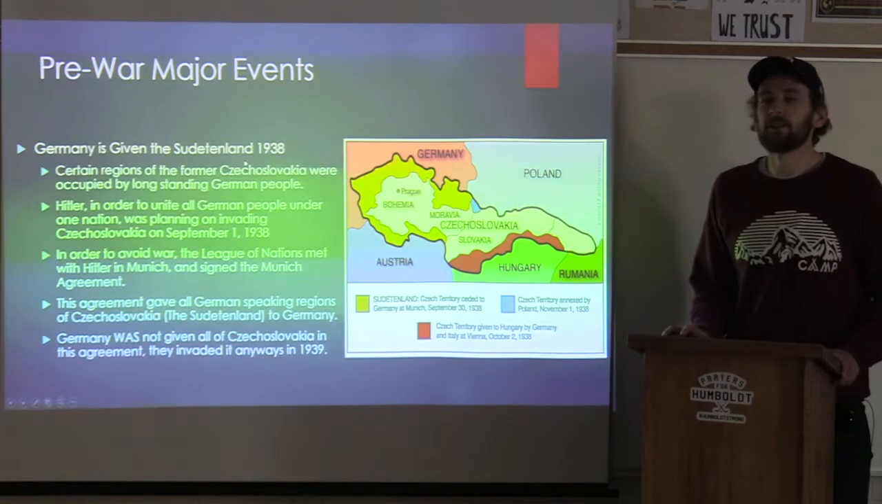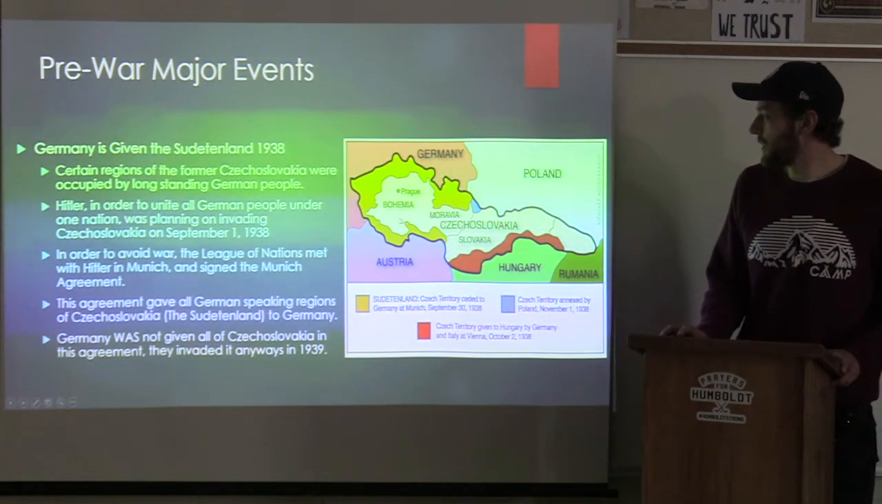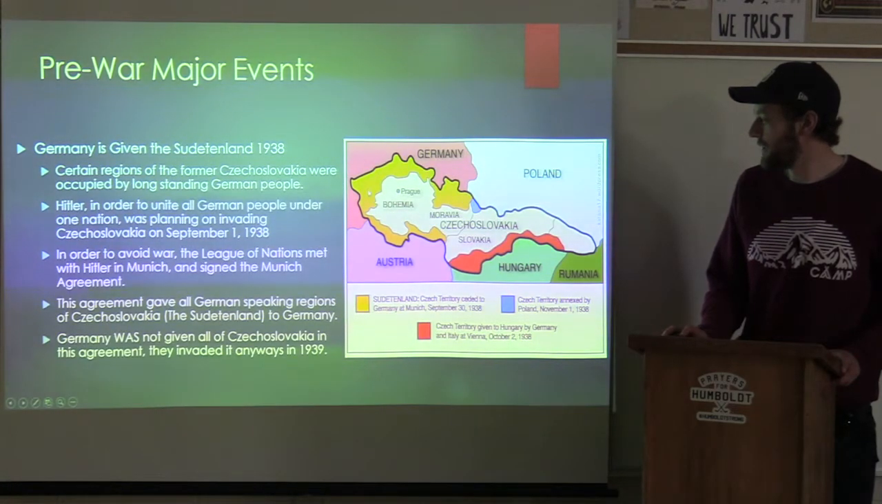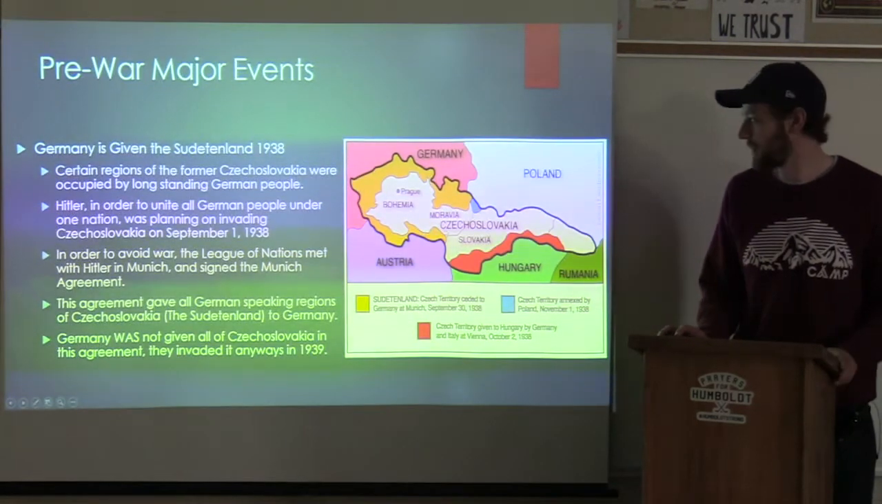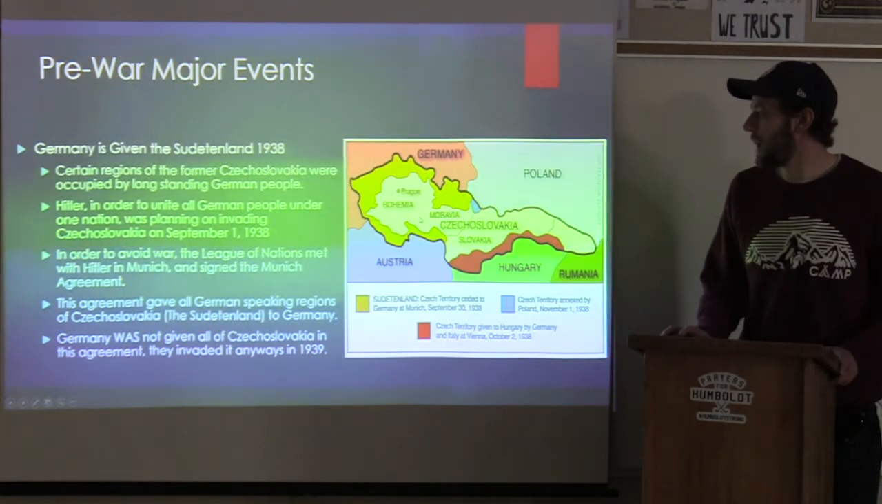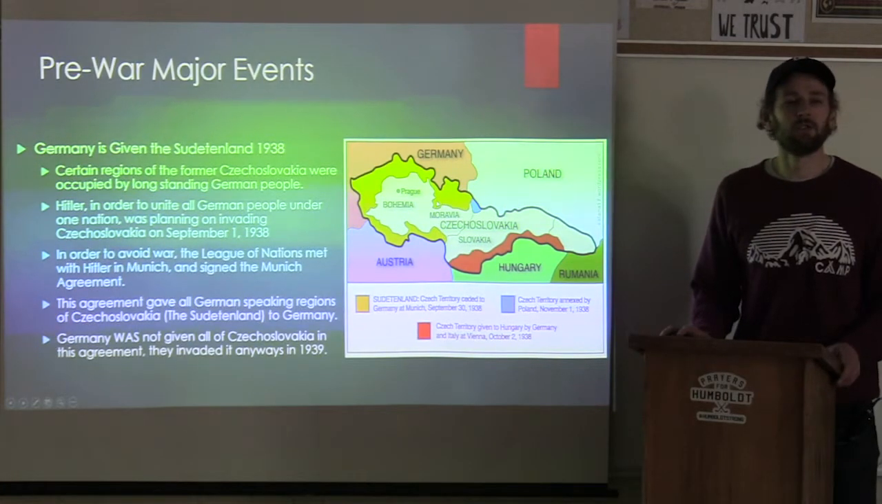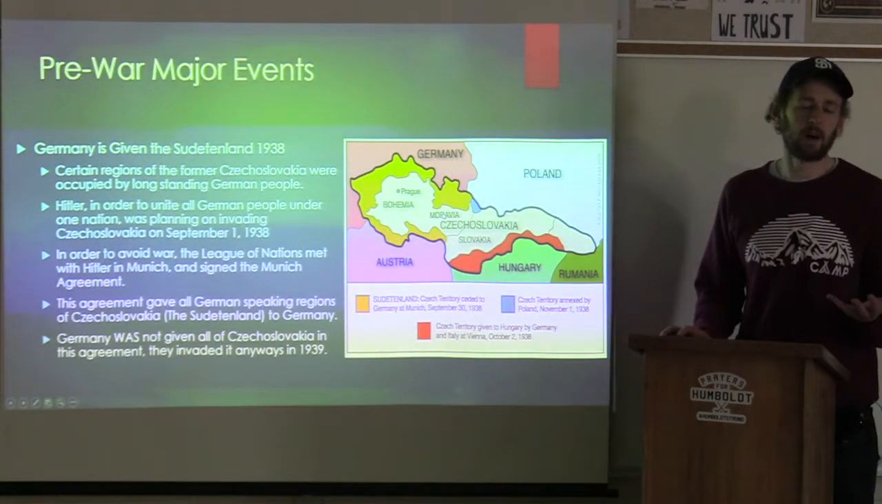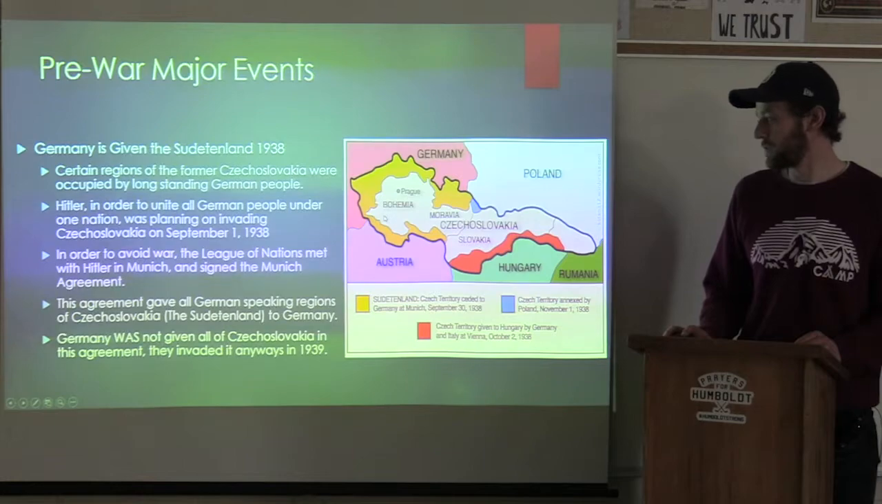So Germany is given the Sudetenland. Again, this is that Germanic region. It's on the video here, it's the yellow mustardy color up here of what's now the Czech Republic and Slovakia, but they were one country back then called Czechoslovakia. And it's given back to Germany because Czechoslovakia has Germanic people in this region.